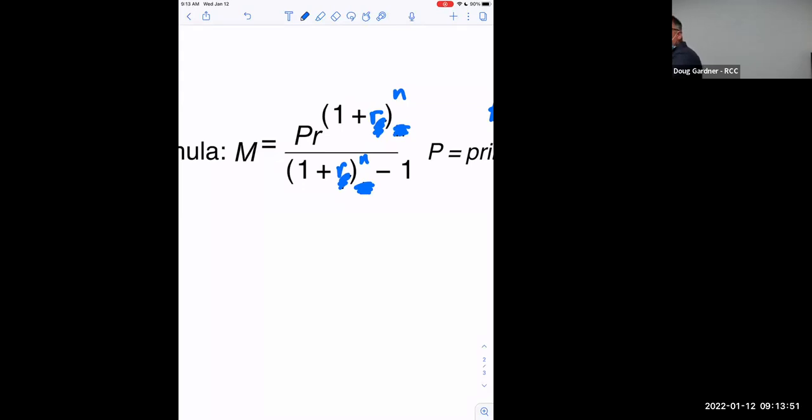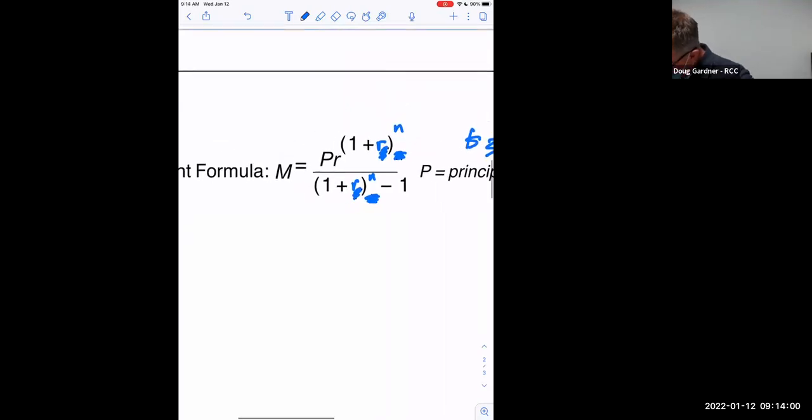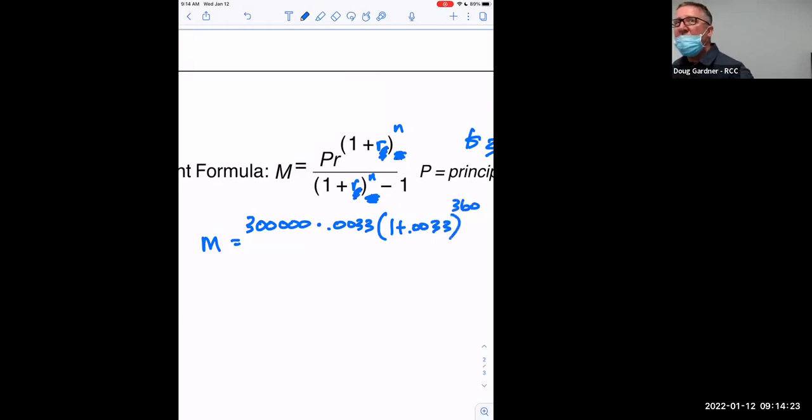That's kind of cool. This says take P times R. There's no such thing as P times R. There's no such thing as math with letters. When does this become math? It becomes math when you plug in all those numbers we just found. So I'm plugging in all of those numbers. There's P, there's R, so P times R, and then 1 plus R raised to the, whoa, look at that exponent, 360.